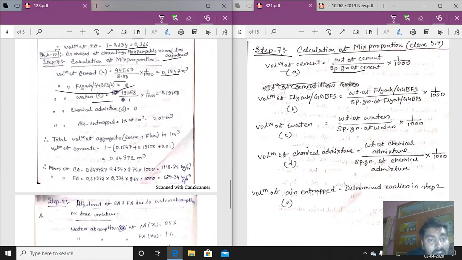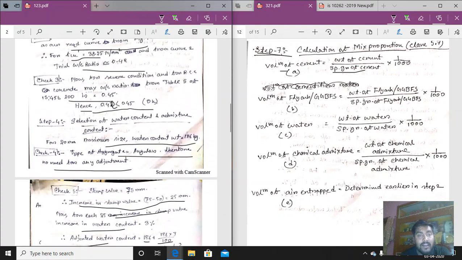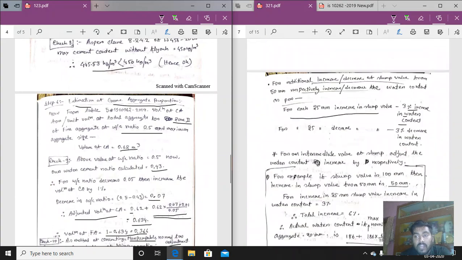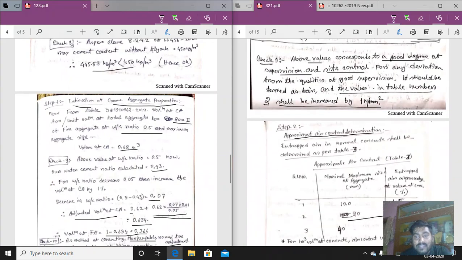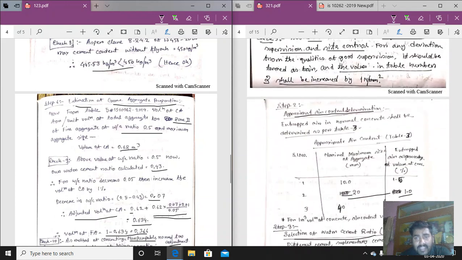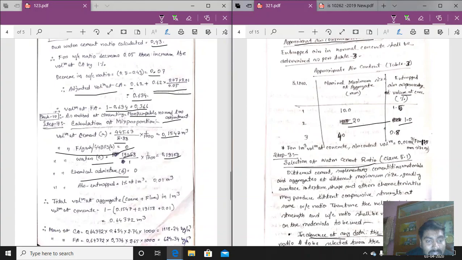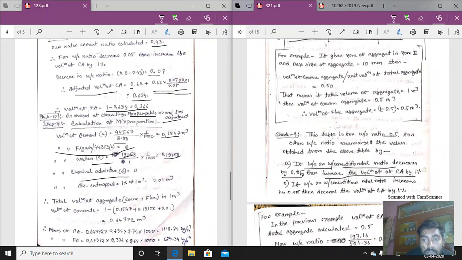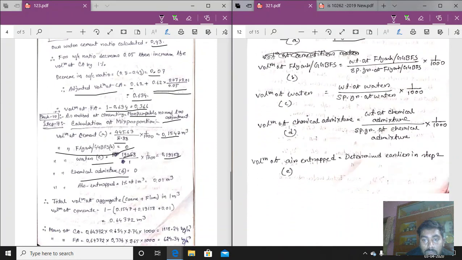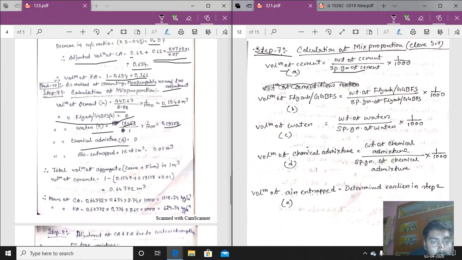Then coming to the volume of the water, 191.58, divided by the specific gravity of water, which is 1. Putting the value, we get 0.19158. Chemical admixture is 0 because no chemical admixture, plasticizer or super plasticizer has been used. Then entrapped air. It says in check number 2 that the air content is 1% of the volume of the concrete. The volume of the concrete we are determining is per meter cube, so 1% of 1 meter cube, that means 0.01 meter cube.